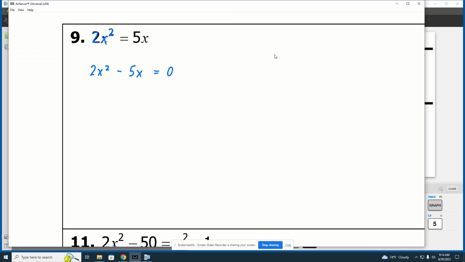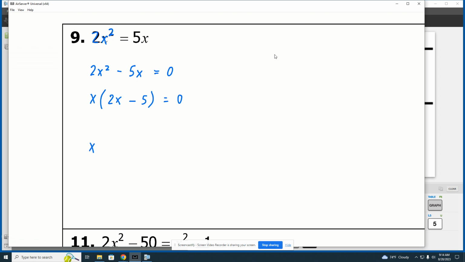Alright guys, how do I factor this thing? Does it have a GCF? Yes, x. It has x. Don't let that one trick you guys. Can't pull a 2 out, but you can pull an x out of both terms. So if I pull x out of 2x squared, what's it leave me with? Just 2x, because one of those canceled, right? And then what's negative 5x divided by x? Negative 5.